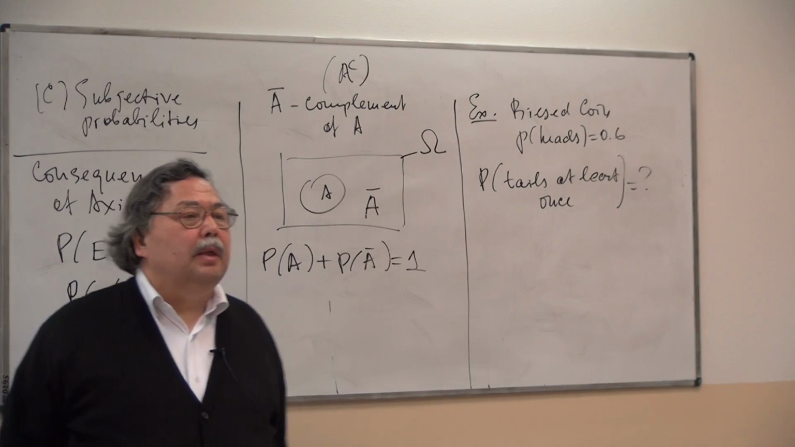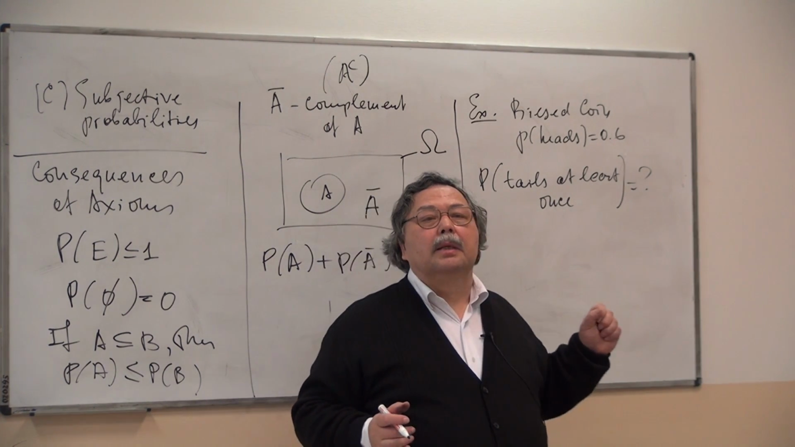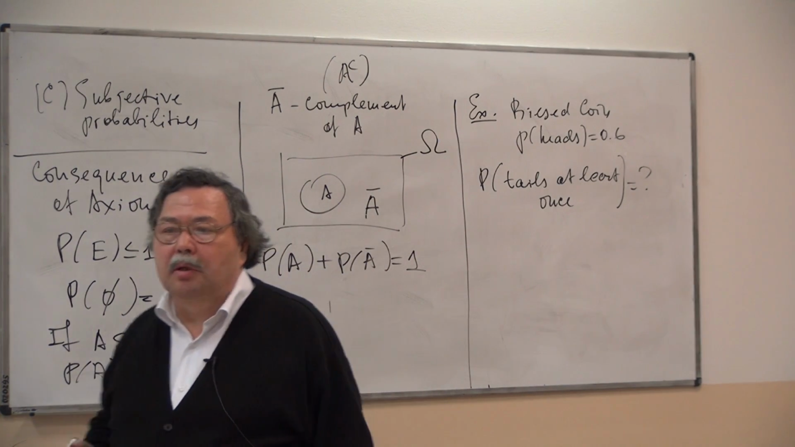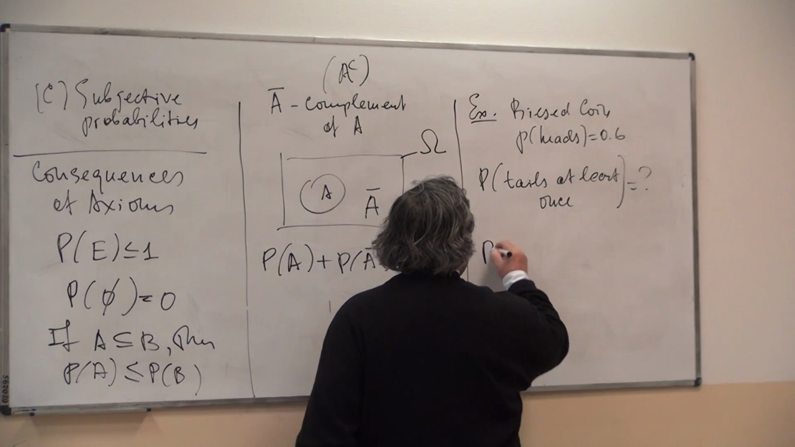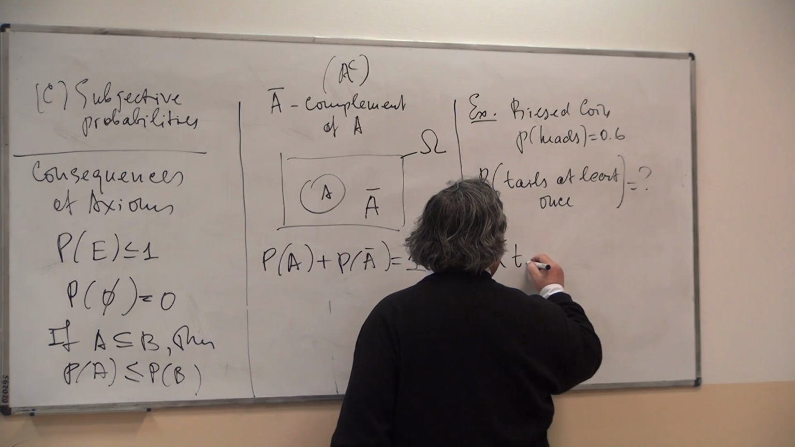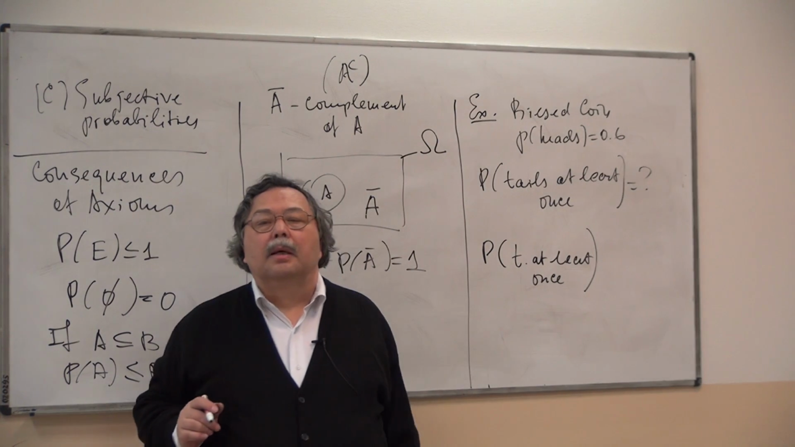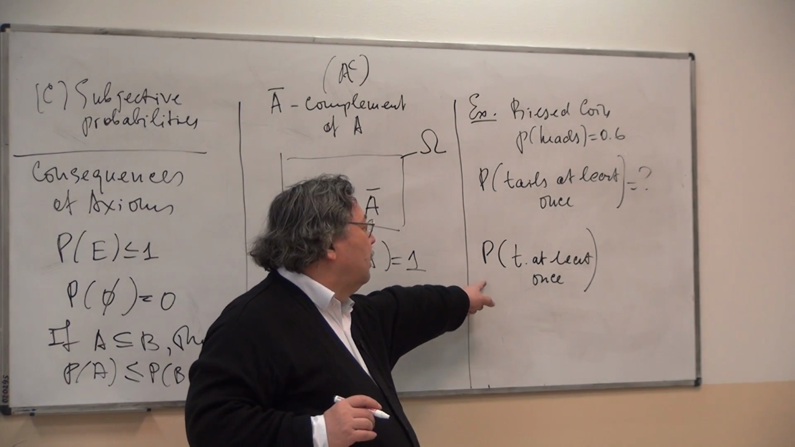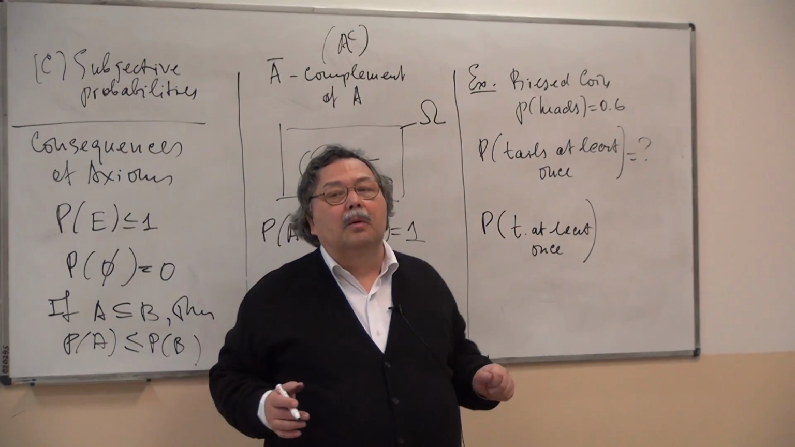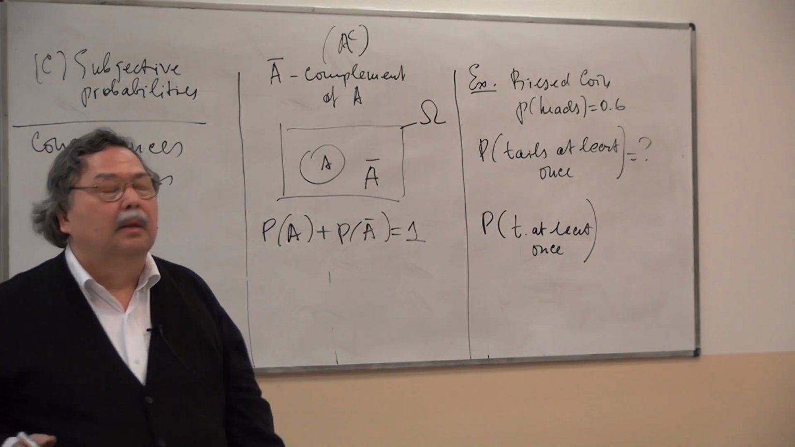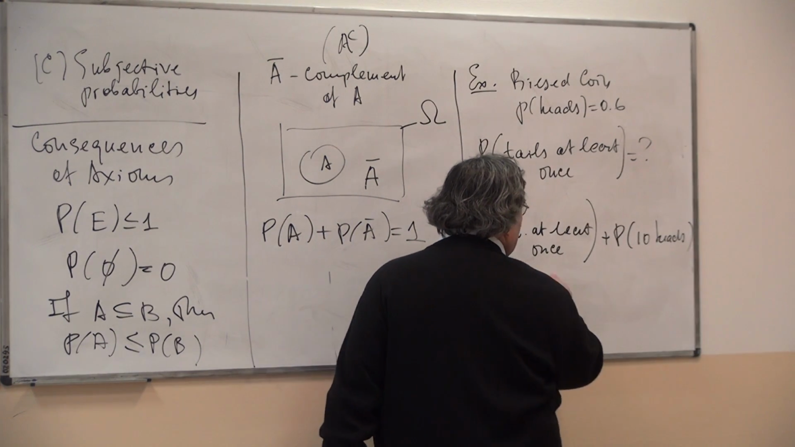Well, one way to answer this question would be to think of all the different ways that we can get at least one tails on 10 tosses. Well, it's not a simple job to do. But this formula gives us a very effective alternative approach. We can say this: the probability of tails at least once. Now let's ask this question: what's the complementary event? The event that we're interested in is getting tails at least once. The complement is getting heads 10 times. So we can write it this way: plus probability of 10 heads. These two must add up to 1.